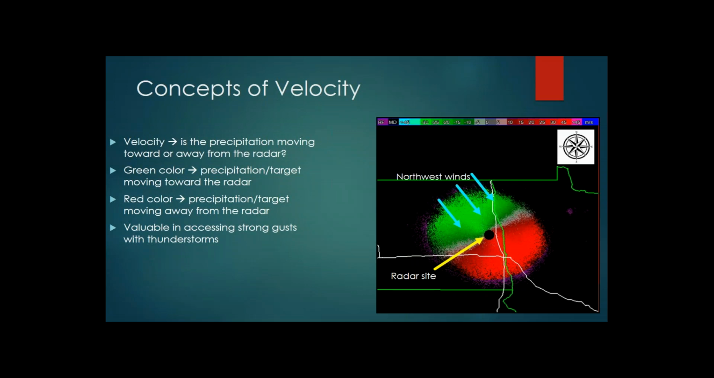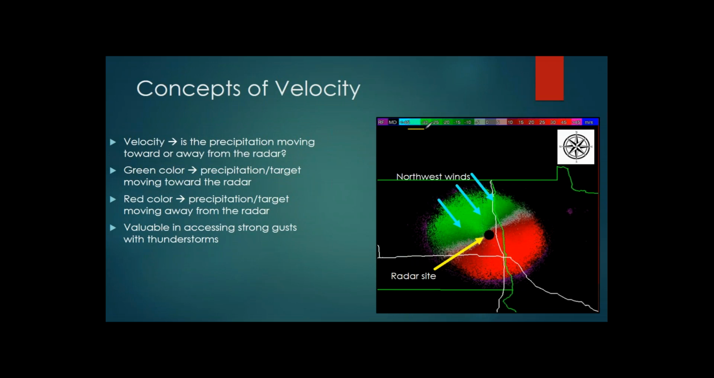But generally, when you look at the velocity, you want to ask yourself, is precipitation moving toward the radar or away from the radar? And generally, you can change these colors depending on how you view these things, but generally it's set that green is toward the radar and red is away from the radar. So it's very valuable in assessing strong gusts with thunderstorms, whether they're departing the radar, coming toward the radar, and there's a scale up here.